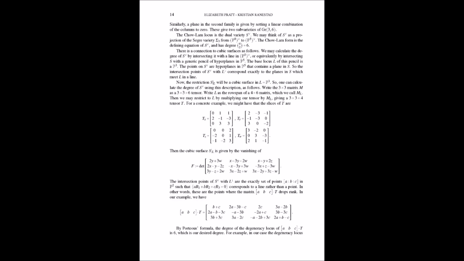Now let's switch gears one last time and explore a very specific application of Chow Lam recovery that Pratt and Ranestad discuss: positroid varieties. Positroid varieties are a fascinating class of subvarieties of the Grassmannian. They play a crucial role in understanding a concept from physics called the amplituhedron. The amplituhedron, that sounds intriguing.